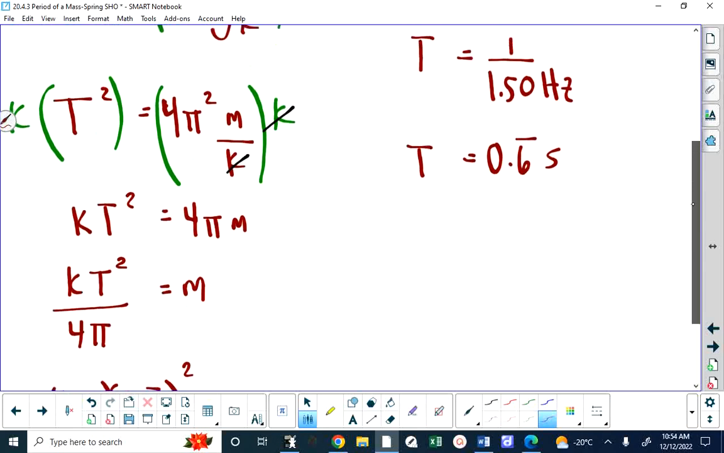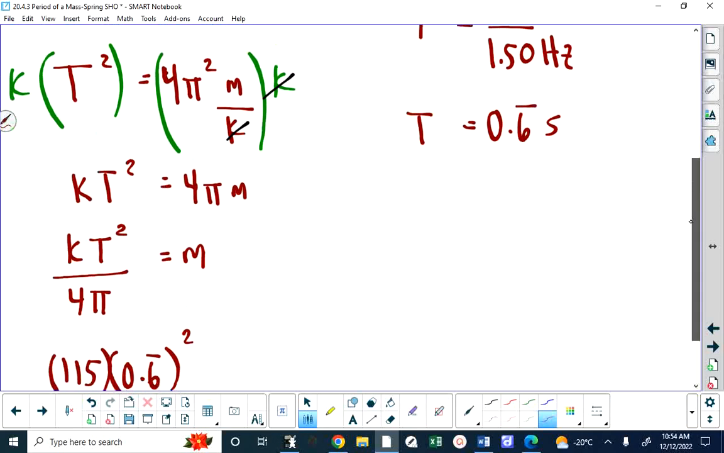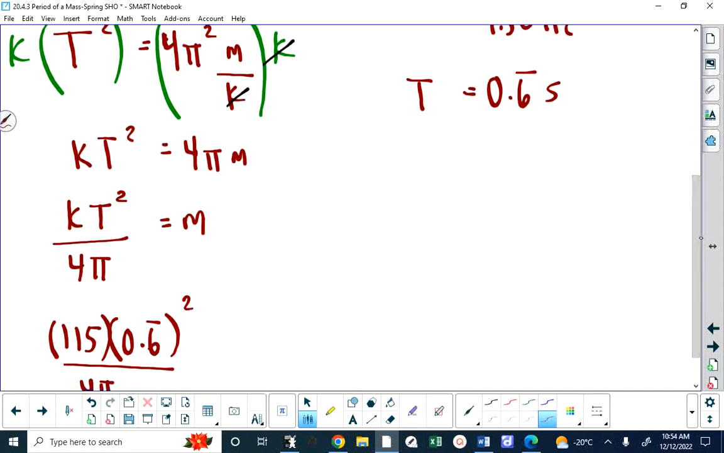But I have got an error here, don't I? What is it, Alex? Pi isn't squared. The pi isn't squared. I squared it up here when I squared both sides, but I neglected to write that all the way down.